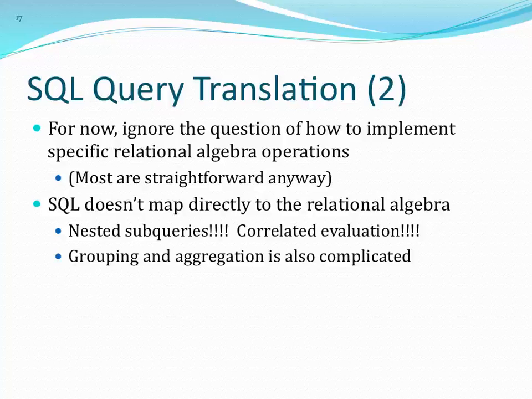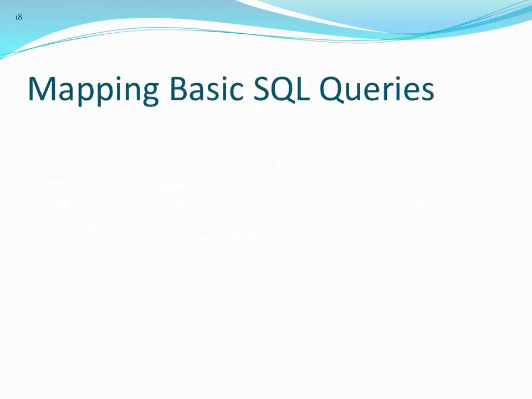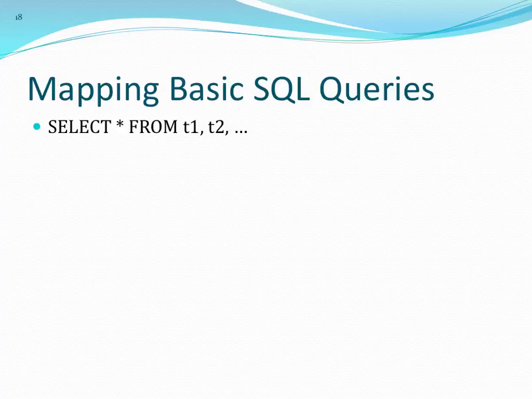But grouping and aggregation are terrible. Grouping and aggregation make you want to shoot yourself. So we'll talk about some simple examples, which you will recognize from CS121, where the basic syntax maps to relational algebra easily. But there's a lot of nuance that we really don't talk about in CS121, just because SQL is a nuanced language. It requires some careful thinking.